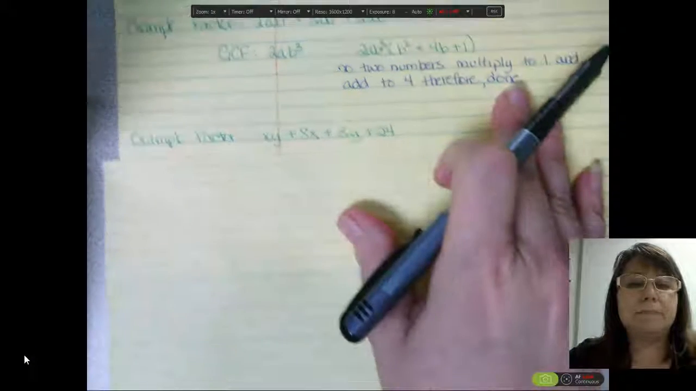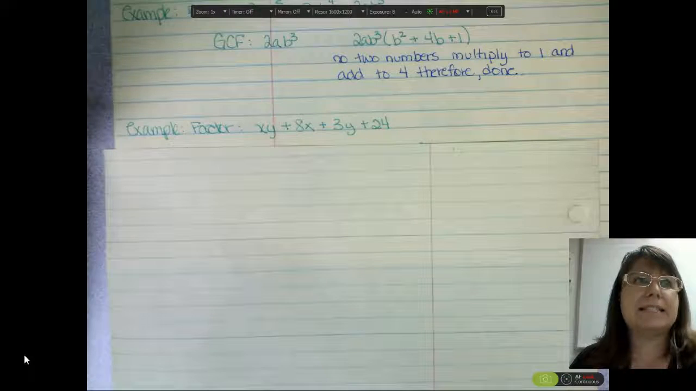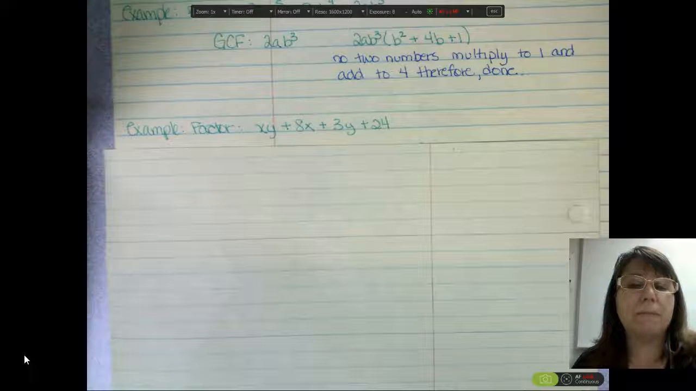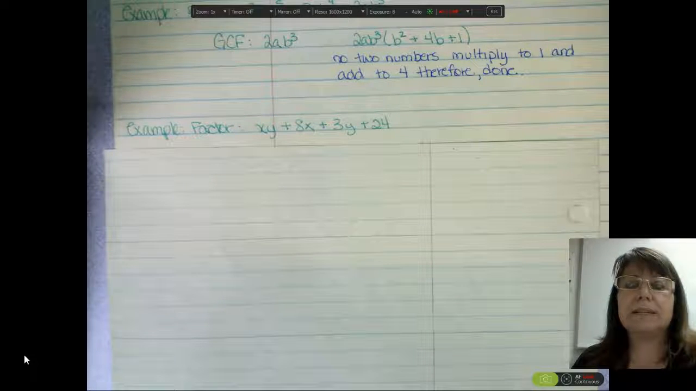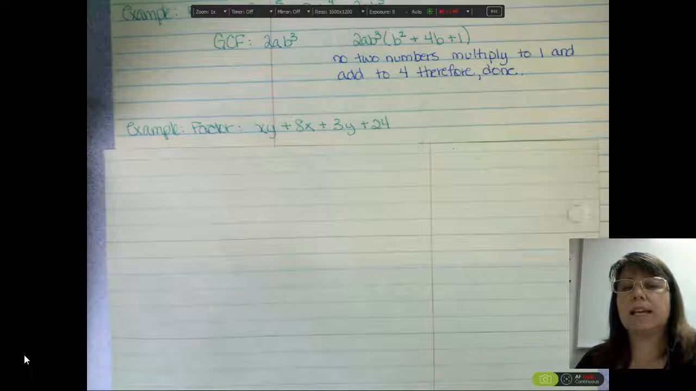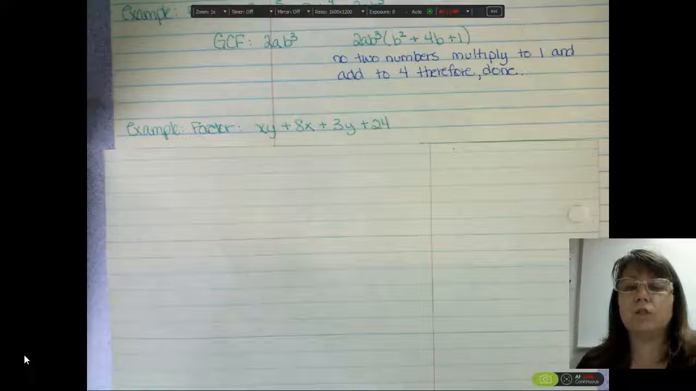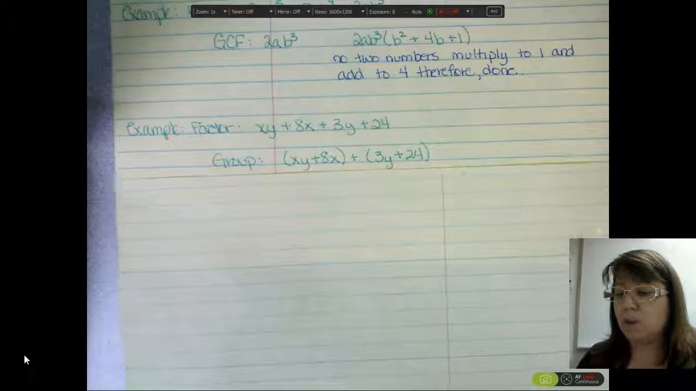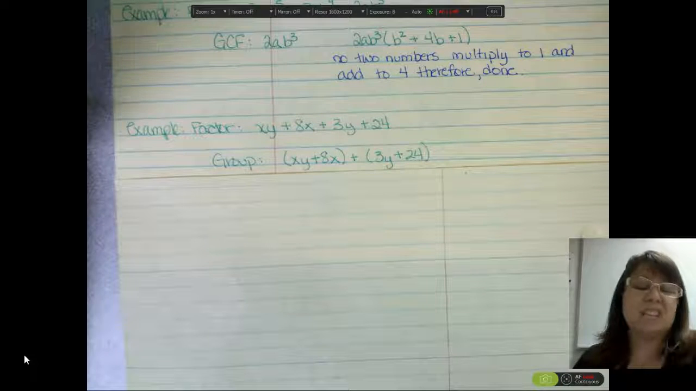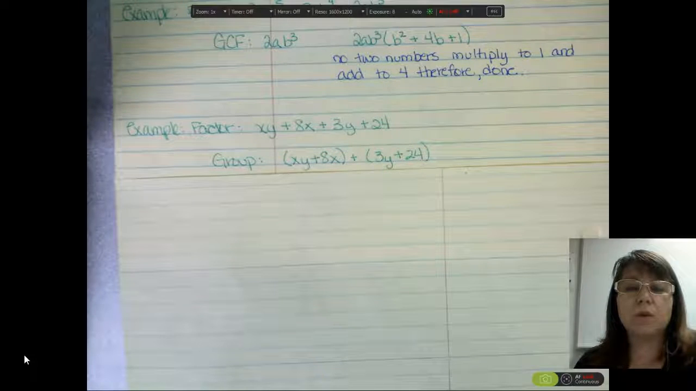Let's attempt to factor xy plus 8x plus 3y plus 24. Now this candidate, because it has 4 terms, looks like it's very good to do grouping. So I'm going to group just as is. I'm not going to reorder anything. I'm just going to group it as is.